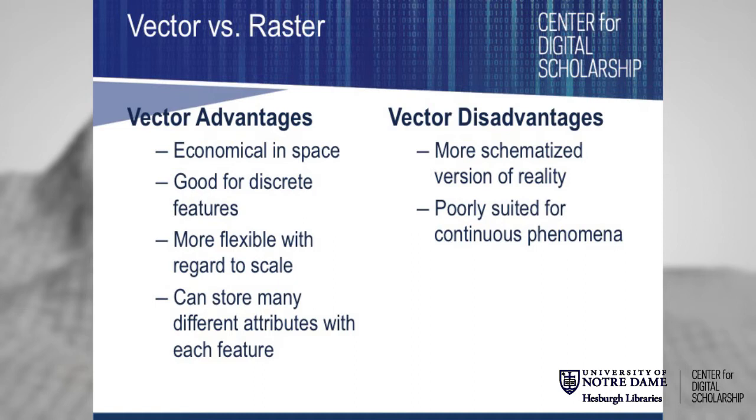Now, some of the disadvantages we've already addressed a little bit. Vector data tend to be a very schematized view of reality. There tend to be maybe artificial boundaries placed in there sometimes. And because of this, they tend to be less well suited for continuous phenomena.